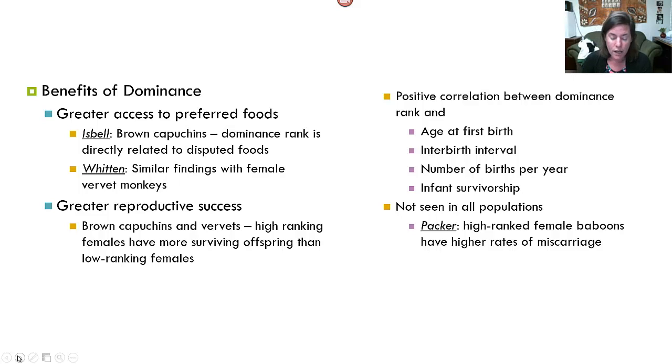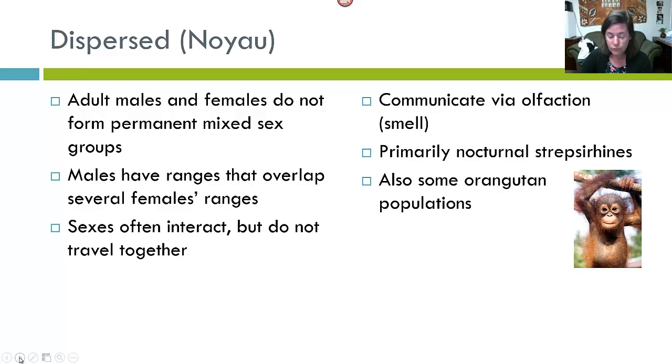Now, there are some populations where this relationship between dominance and reproductive parameters has not been observed. For example, Packer reported that high-ranking female baboons suffer higher rates of miscarriage than lower-ranking females, resulting in lower reproductive success for higher-ranking females. So there's some controversy, but in general, there's a good relationship between dominance and reproductive success.